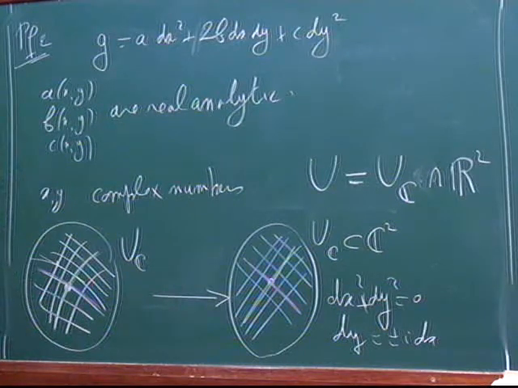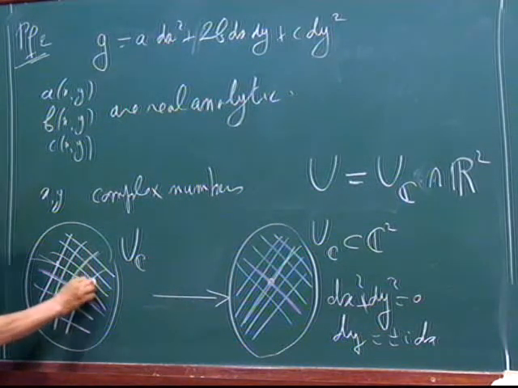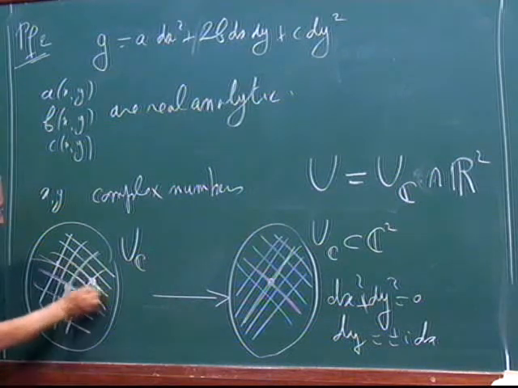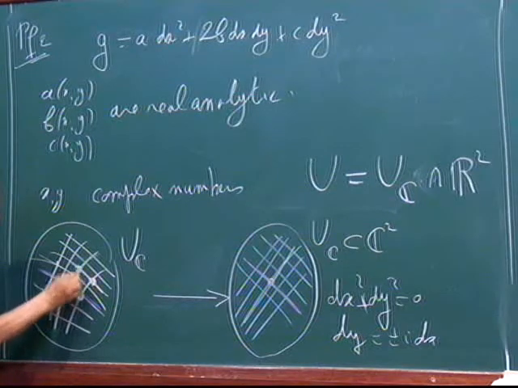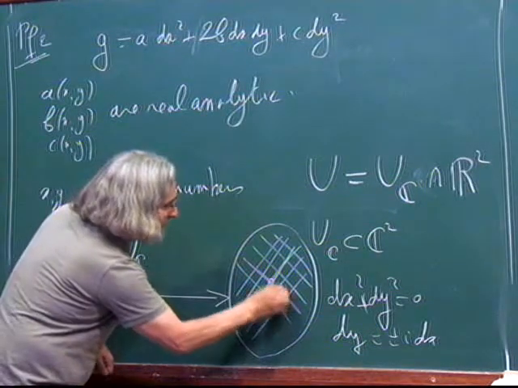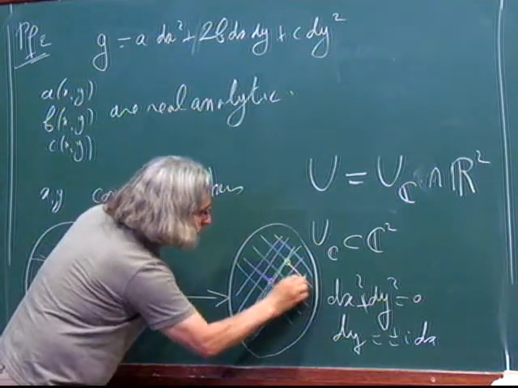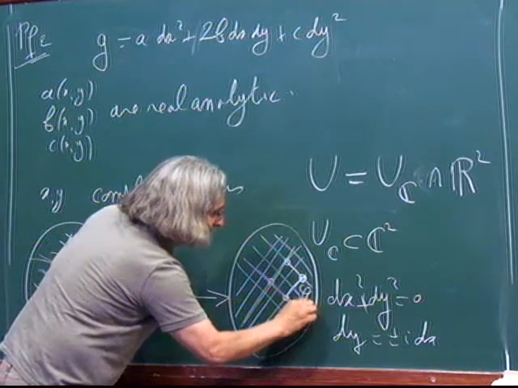And then this defines completely a map. You pick a point here, you look at the two leaves through it, you look where they meet the purple and the green one, you look at the image of the purple and the green one, and you complete the square. This is phi of xy.